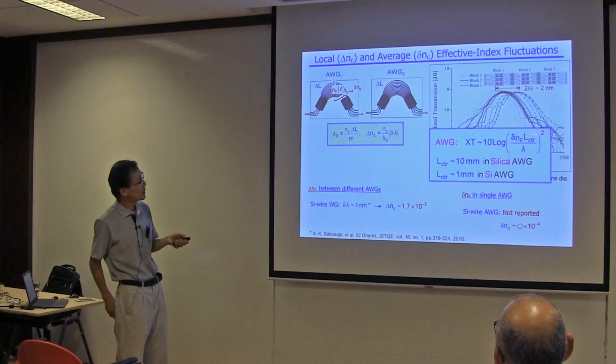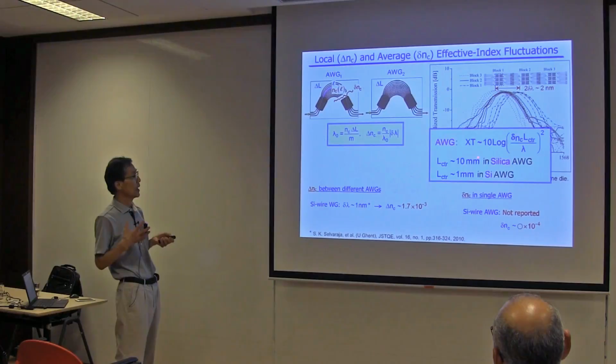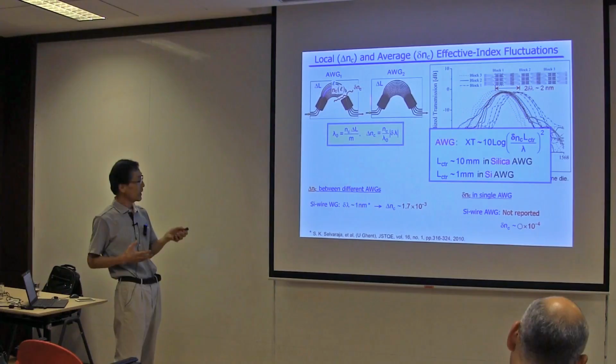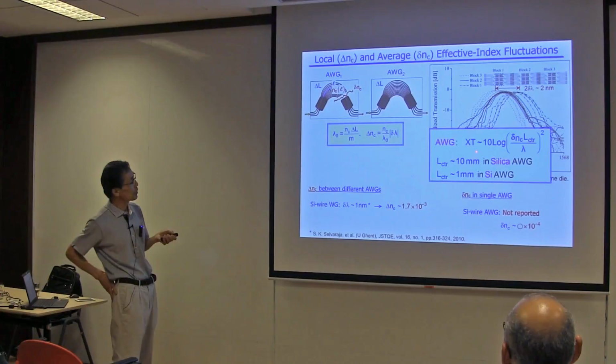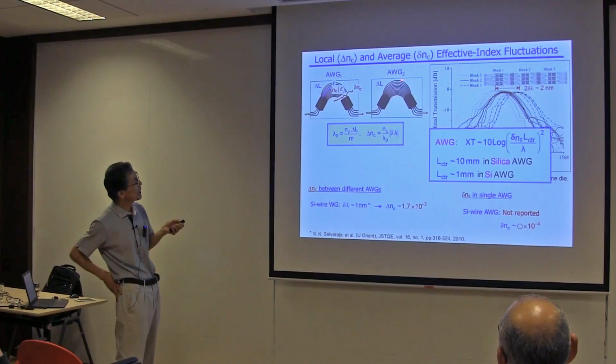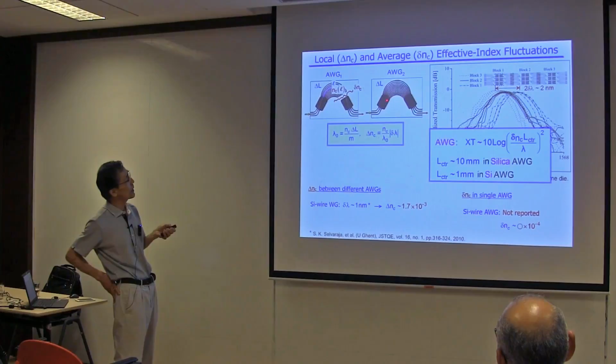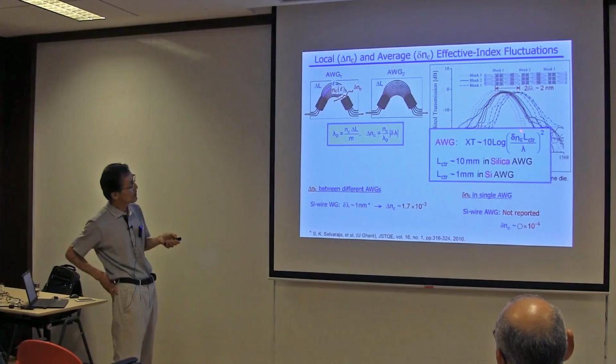And this representation is the empirical equation I got after many simulations and also experimental data. I got this kind of representation to evaluate the crosstalk of AWG. And L center means the center of geometry. So this represents the typical size of AWG or MZIs. And other thing, this one is the effective index fluctuation.